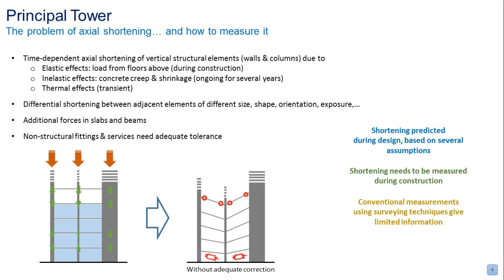And that tends to take place traditionally using surveying techniques, where a survey is sent once every few weeks to take spot measures on a few of the columns or walls at a number of levels, say one in every 3 or 4 levels. The problem here, of course, is that you don't know what's happening in between measurements in time, and you don't know what's happening at the unmeasured floors.